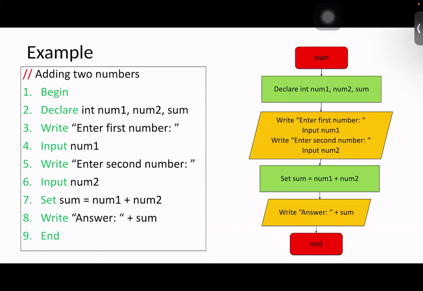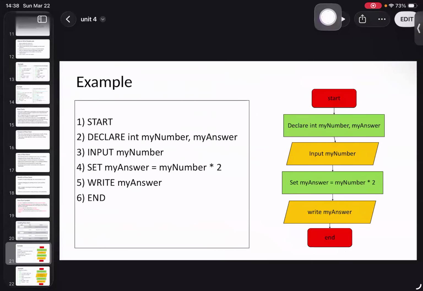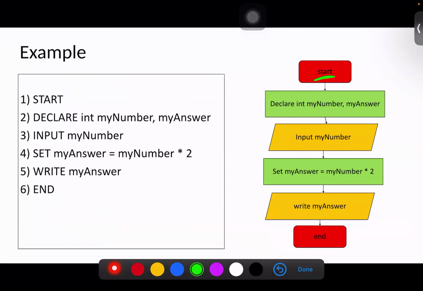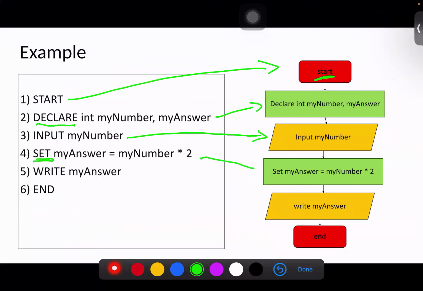So if you look at this, you notice that here we are starting. So start is a terminator, okay? We are declaring, so it's a process. We are inputting, so it's a parallelogram. We are doing calculation, so it's a process. We are doing output, so it's also a parallelogram. And then we are doing an end, so it's a terminator.